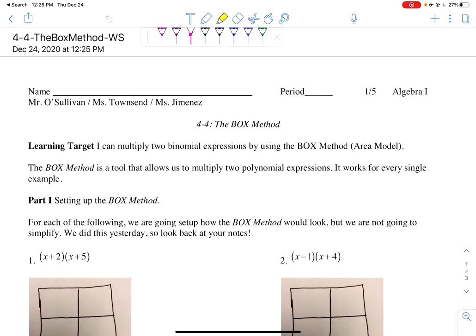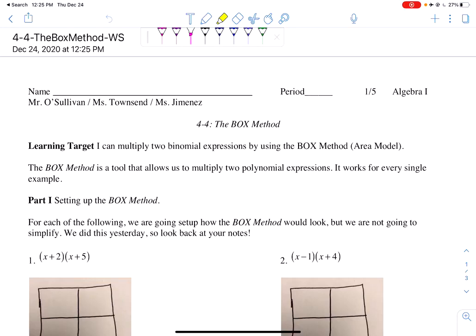You are going to be learning about the box method today. The box method is a crucial skill that will never ever go away in your BYW mathematical career. You actually learned about the box method yesterday. It's just a fun way of saying the area model.